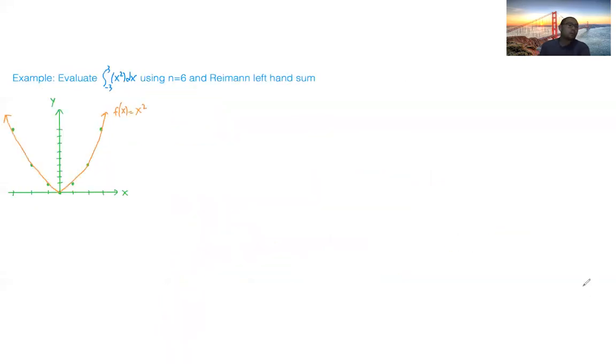So evaluate the integral on the interval from negative 3 to positive 3 of the function x squared with respect to x, okay? Using 6 subintervals and a left-hand sum. So different from last time, a left-hand sum.